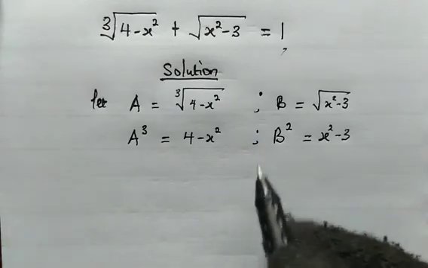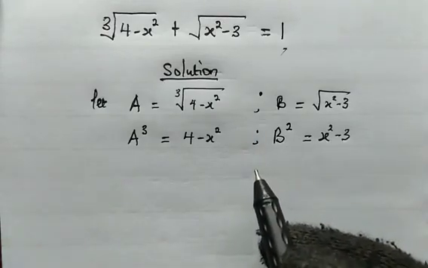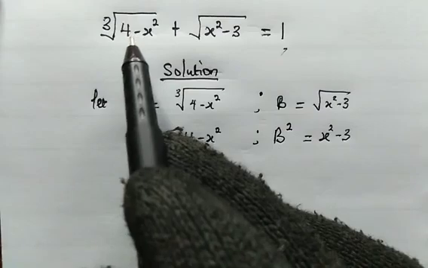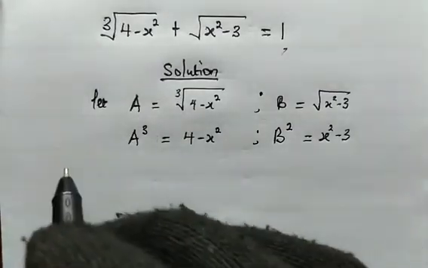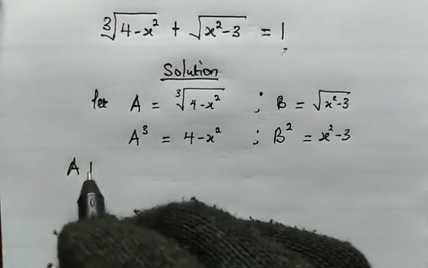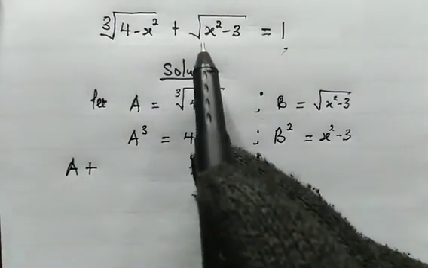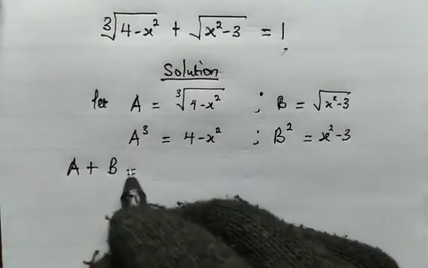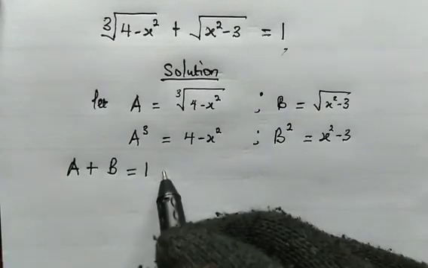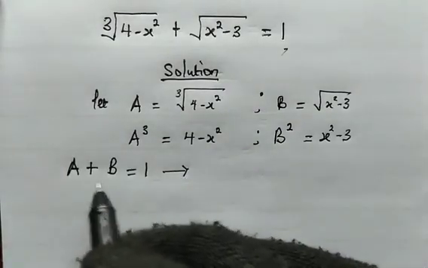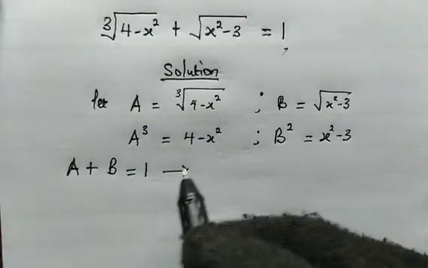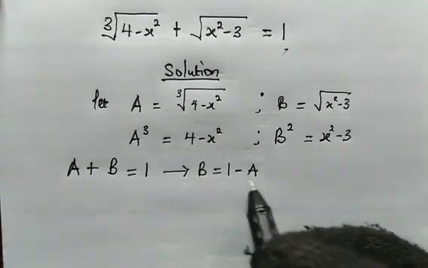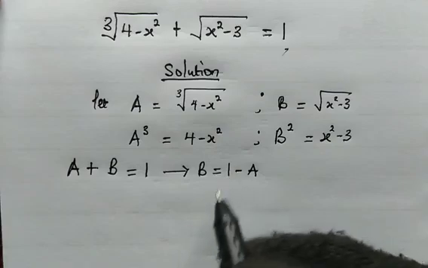Now from this substitution, we're going to derive two systems of equations. From the given equation, the cube root of 4 minus x squared equals a, so we have a, then plus the square root of x squared minus 3 equals b. So we have b, and that will be equal to 1. From here, we can solve for b in terms of a, and we get b equals 1 minus a. Let's just bear this in mind.